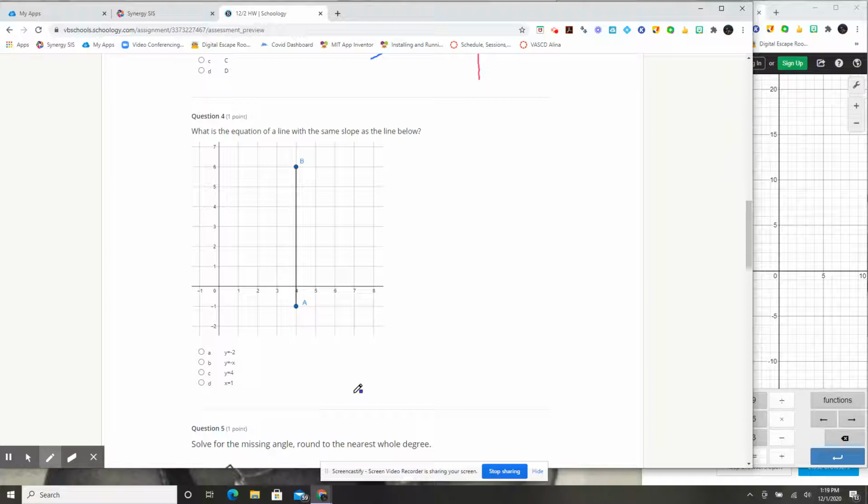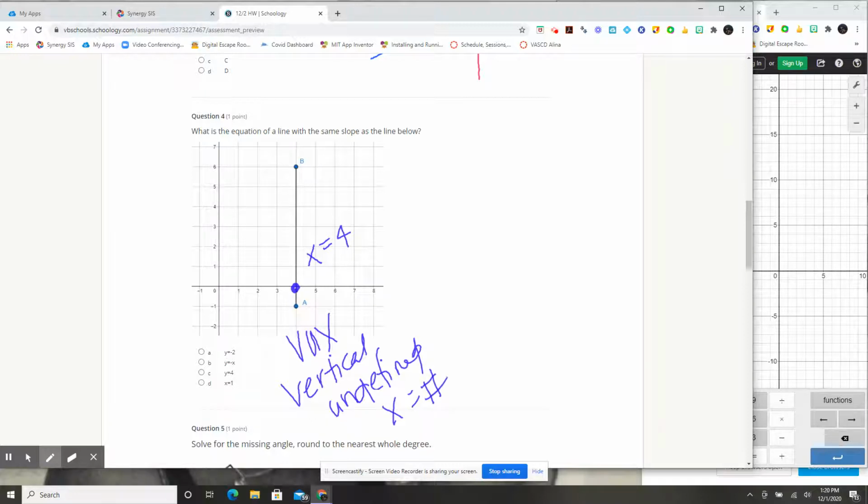What is the equation of the line with the same slope as the line below? So if we go to the intercept, it is x equals 4. That's the equation of our line. So we need the same slope. We want a vertical line, undefined, x equals some kind of number for it to be the same slope. So we need x equals 1, and that's going to be x equals 1.